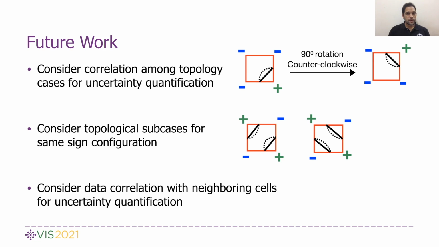In the future, we would like to consider the correlation among topology cases, such as reflective symmetry or rotational symmetry, for uncertainty quantification. We would also like to consider topological subcases, where there are multiple topology cases for the same grid vertex configurations, for uncertainty visualization. And also we would like to consider data correlation with neighboring cells for uncertainty visualization.